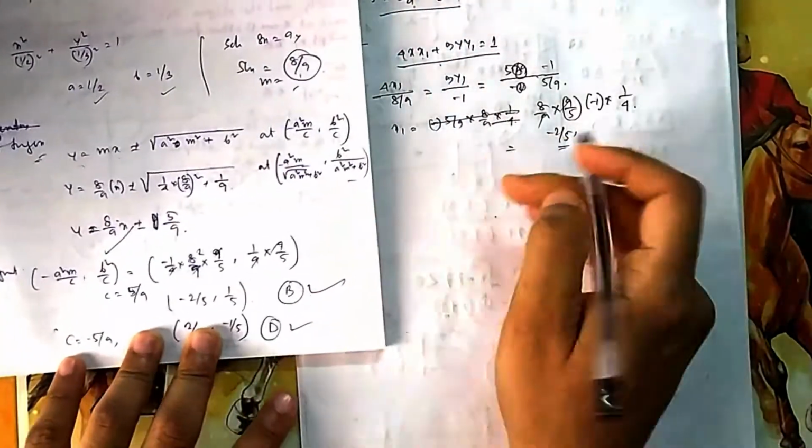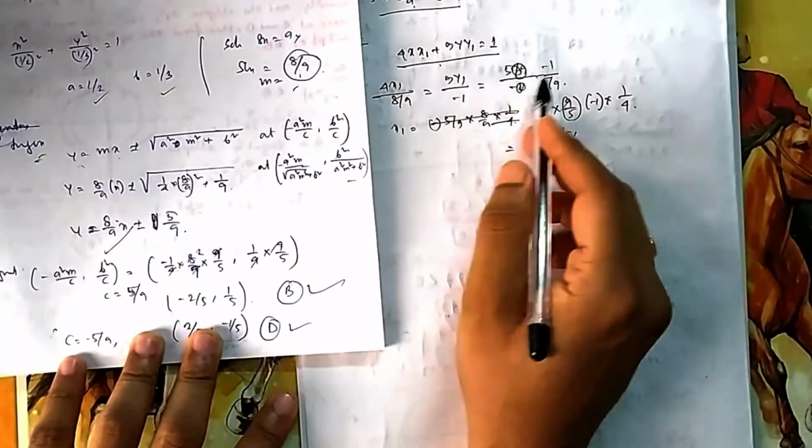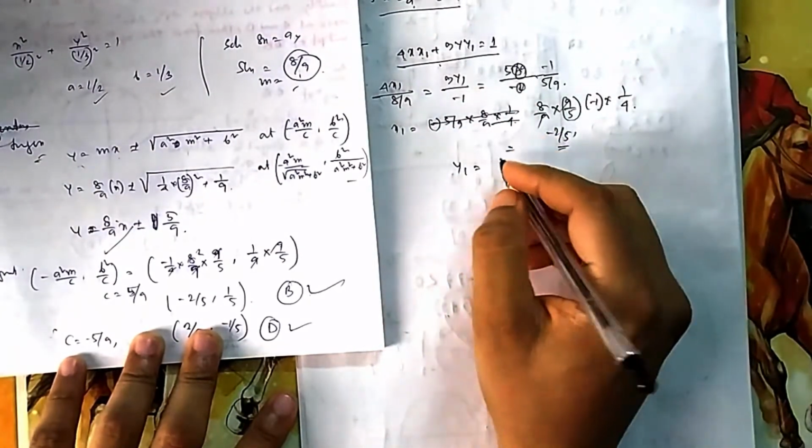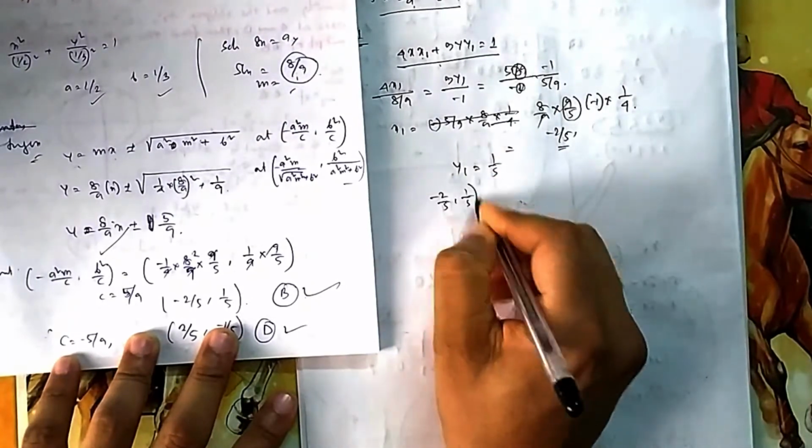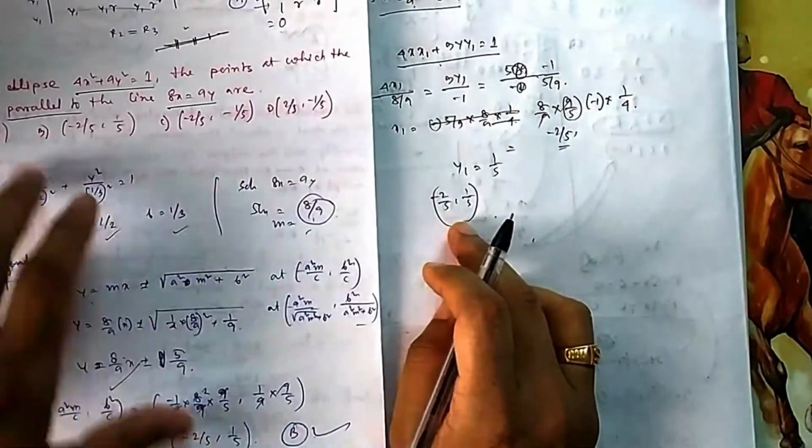So once you know x, you can find y also. So how much will y be? 9 will be gone. So y1 will be minus, will also be gone, 1 by 5. So one point is minus 2 by 5 comma 1 by 5. So there are multiple correct options, that's why option B is also there.